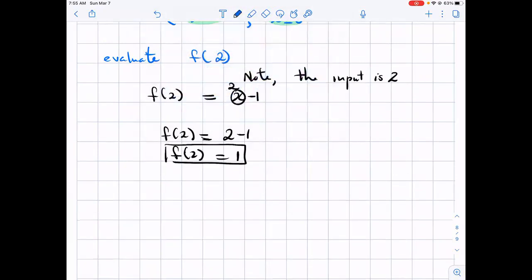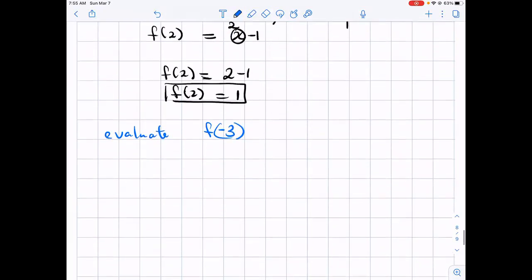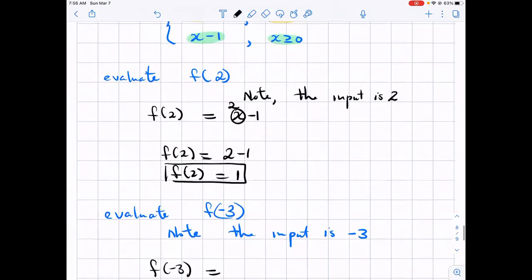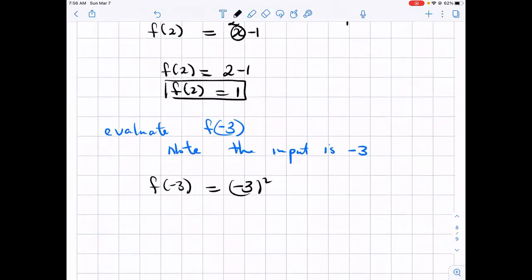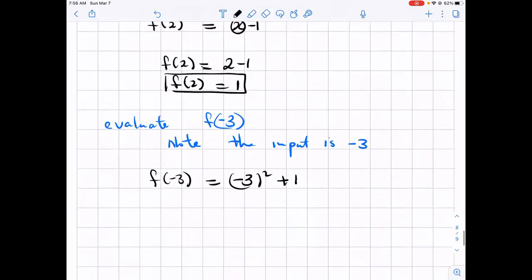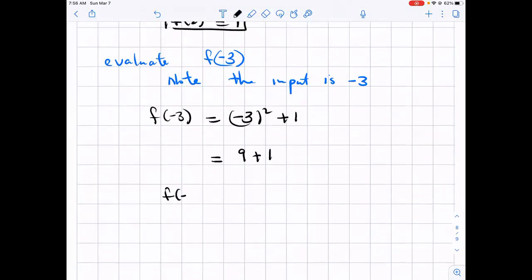Now, if I ask you to evaluate f of minus 3, note the input is minus 3. So f of minus 3, now you have to use the other part of the function because minus 3 is less than 0. If we use minus 3 squared plus 1, which is equal to 9 plus 1, so f of minus 3 is equal to 10.